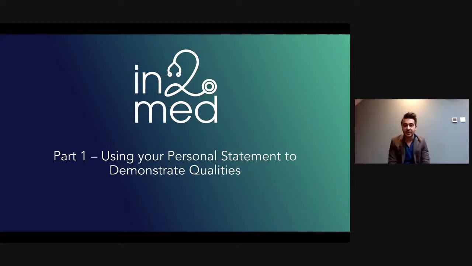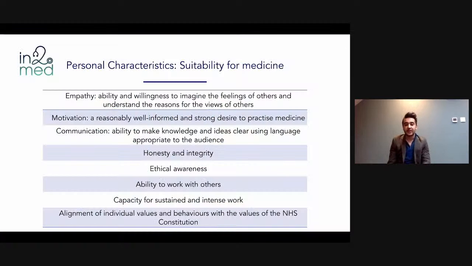And the two skills that we're going to cover in this session is first, how to use your personal statement to demonstrate qualities. And these could be for generic questions. And then also how to expand on specific stuff on your personal statement if they grill you about it. So part one is using your personal statement to demonstrate qualities. And what you need to do, we cover this in our personal statement course, and again in our MMI course, is the first thing you need to identify is what are the qualities that make you suitable for medicine. And when we ask students, they all get these ones, which are empathy, communication, honesty, ethical awareness, teamwork.